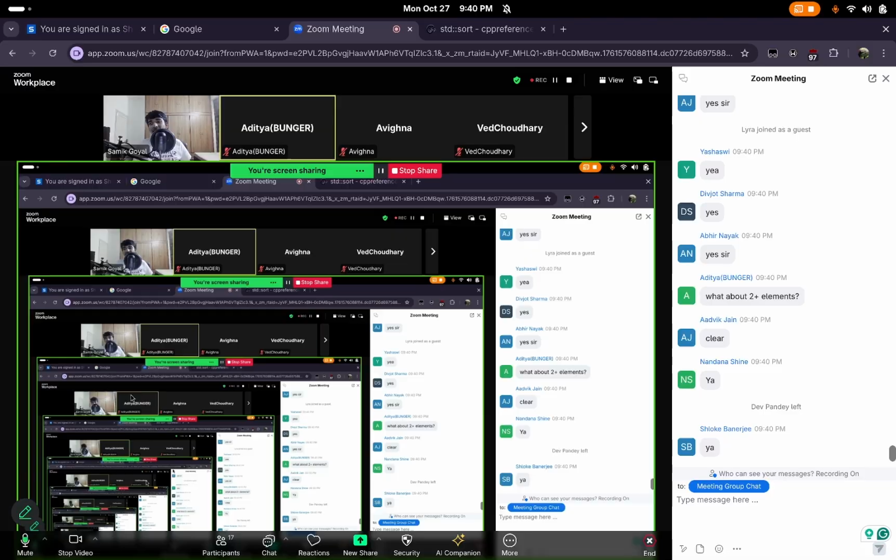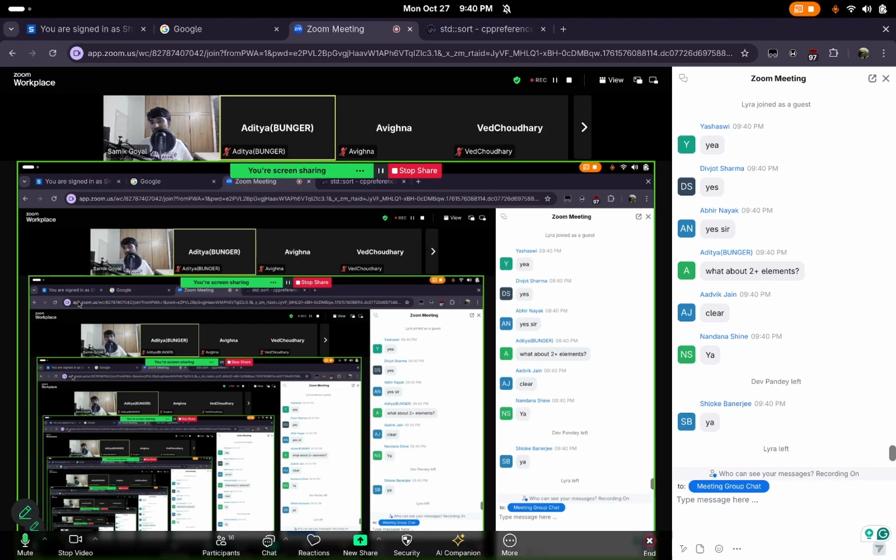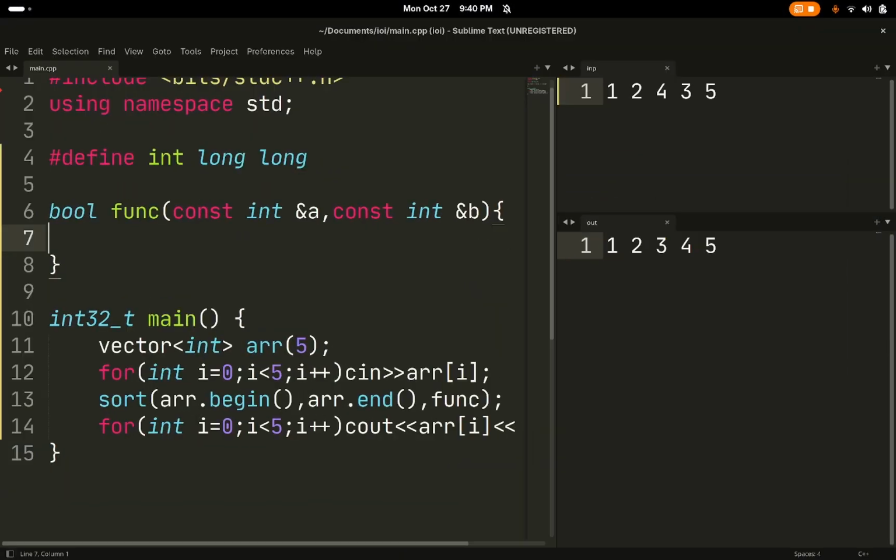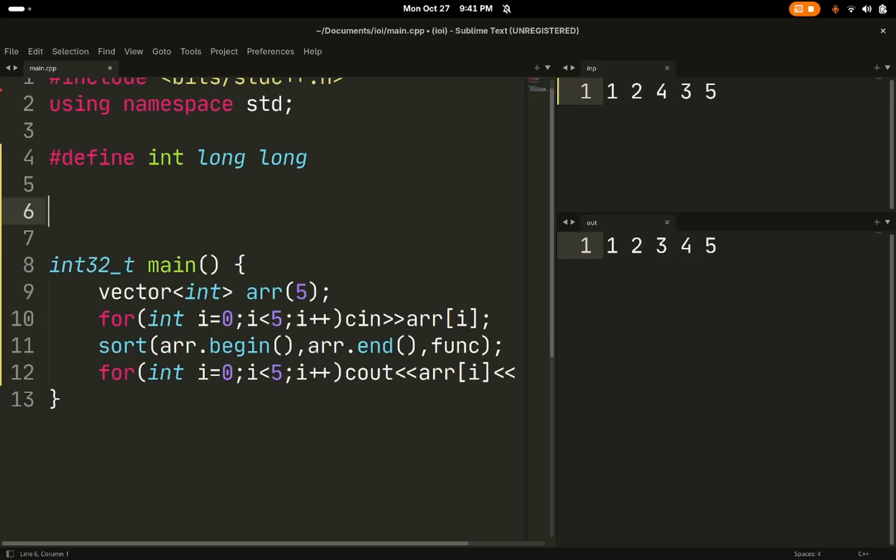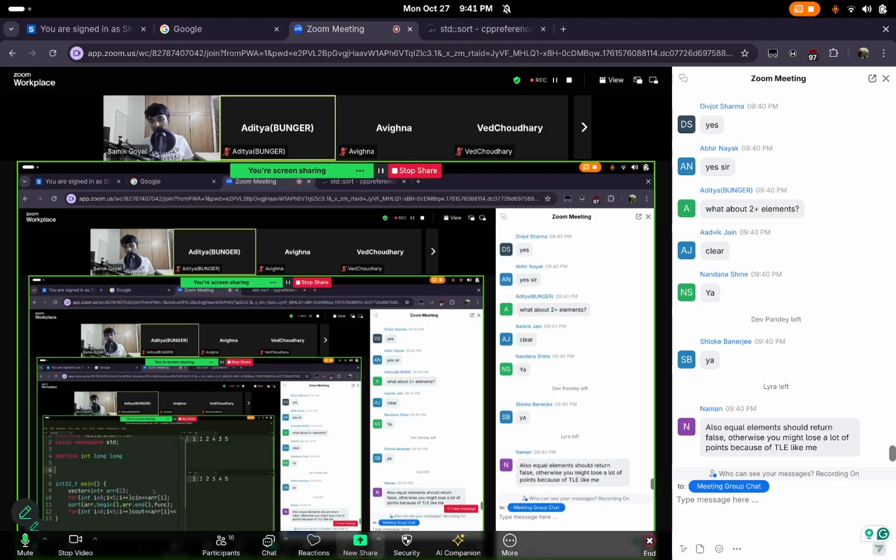All right, let's go quickly over to the next 2, or actually 4 things that we'll be covering, which are sets, maps, unordered sets, and unordered maps. Let's go to the whiteboard again for this.